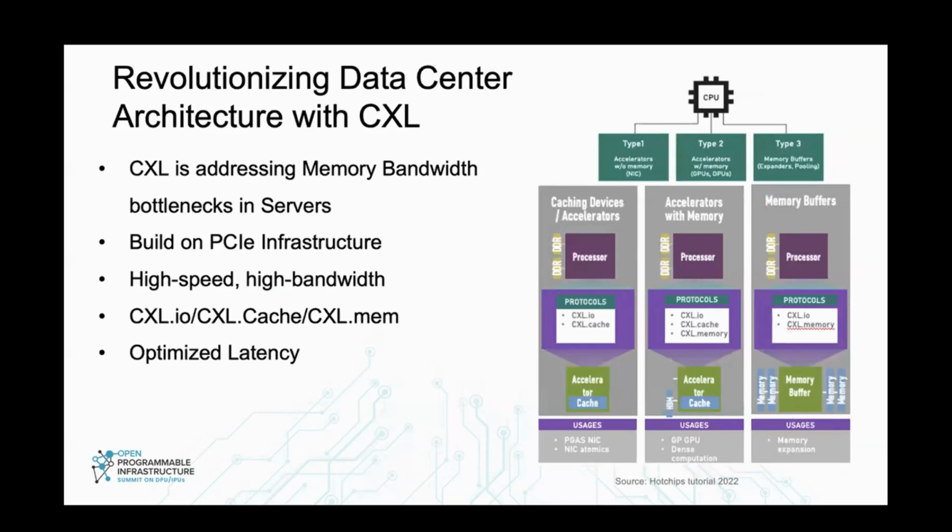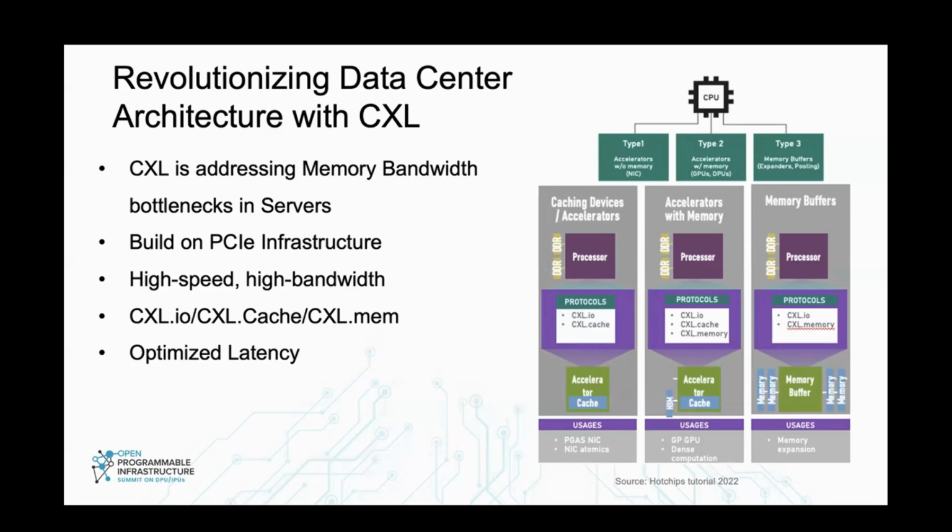So moving to CXL, revolutionizing the data center architecture. CXL is the Compute Express Link standard that is built on PCIe infrastructure. It leverages the high-speed path of PCIe, and it also supports a few additional protocols in addition to the I/O path. I'll get into the details. CXL mainly addresses the memory bandwidth bottlenecks in servers, and it is designed for optimizing latency, which gets us low latency when compared to the other protocols available in the market.